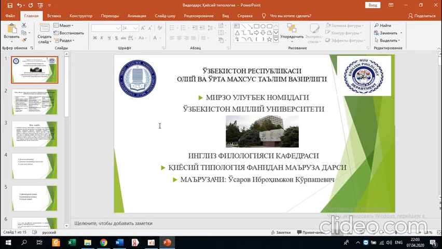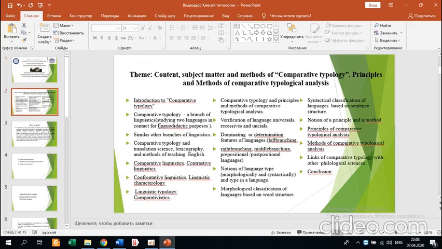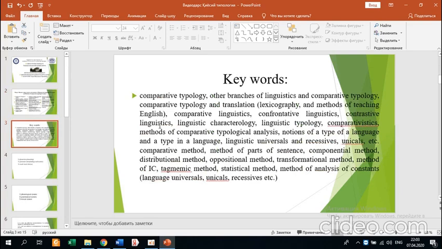Dear students, today we are going to discuss some problems on the context, subject matter and methods of comparative typology, principles and methods of comparative typological analysis. Below are given the plan and the keywords of the lecture.